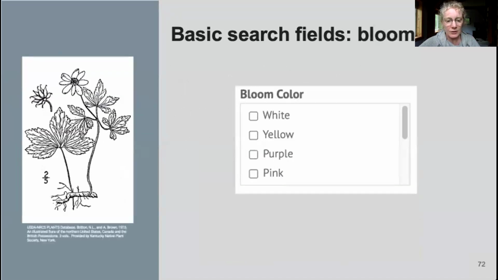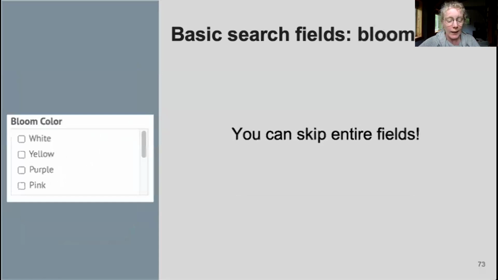So the next field, bloom color, this is a really good example of a field that you could choose to skip. If you selected a couple of bloom colors, that would make your species list shorter than if you skipped this field altogether. So any of the fields in here, you can skip them. You do not have to make selections in every field.